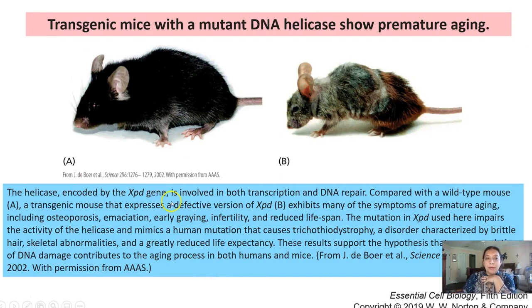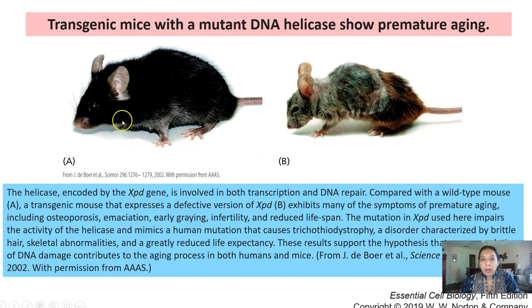Now here is an example of this. These are transgenic mice with mutant DNA helicase. Here in B, A is a normal mouse, and these mice show the effect of that mutated DNA helicase by showing premature aging. So the helicase gene is involved both in transcription, which is the common part of it that we know about. It is also part of DNA repair, obviously, because it needs to work to unravel the DNA so that it can be utilized and changed and copied.